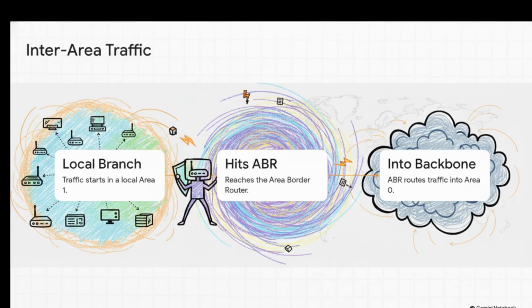This is where the Area Border Router, or ABR, comes into play. It's a specialized router that stands right on the line, literally 1 foot in the local branch area and 1 foot in Area 0. It takes all that local traffic, summarizes it, and smoothly routes it right into the backbone. It perfectly isolates the local databases while still letting data flow anywhere across the globe seamlessly.